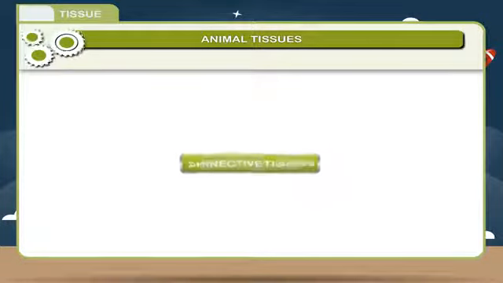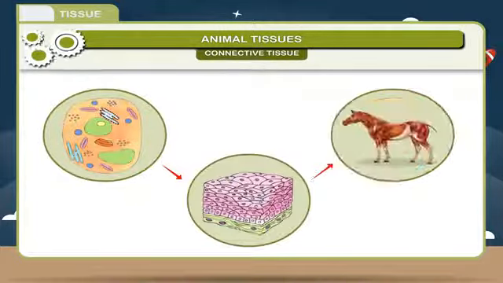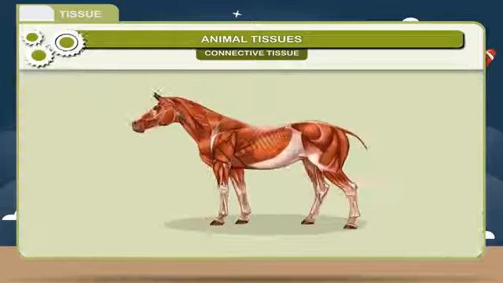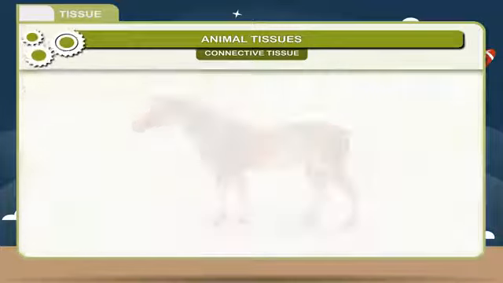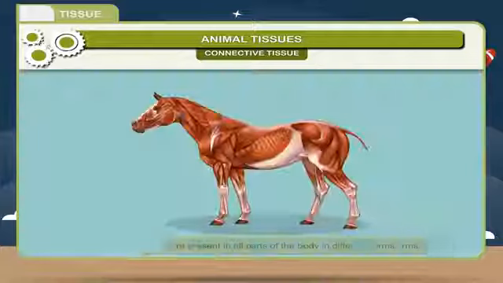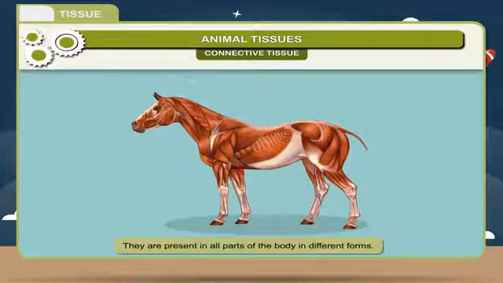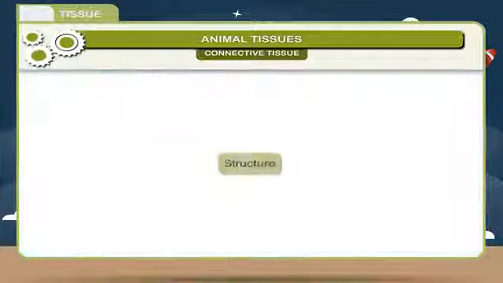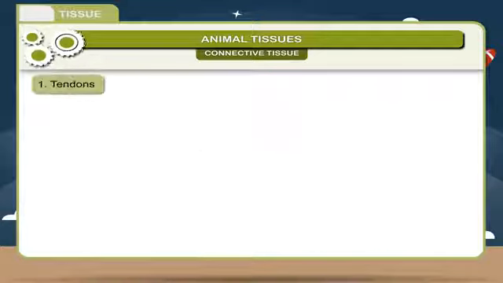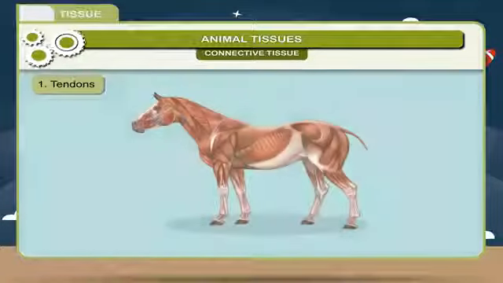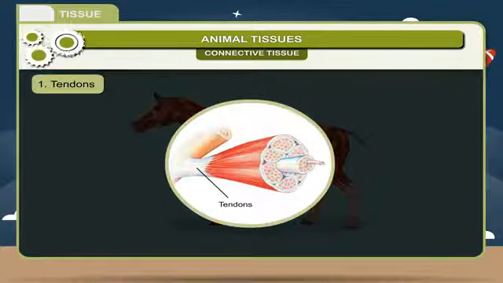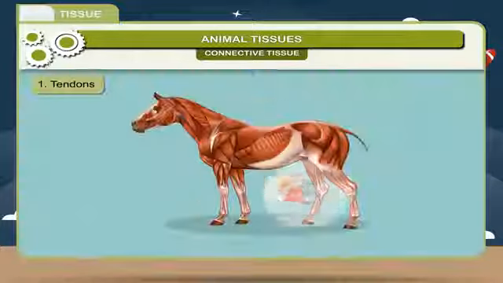Connective tissue. The cells of this type of tissue are composed of different materials. The various organs of the body are connected with one another by connective tissues. Location. They are present in all parts of the body in different forms. Structure. 1. Tendons. A band of tough fibrous tissue that attaches a muscle to a bone is called a tendon.